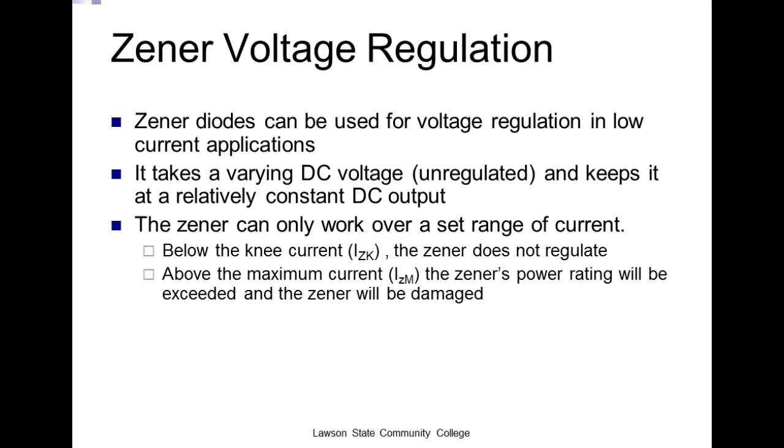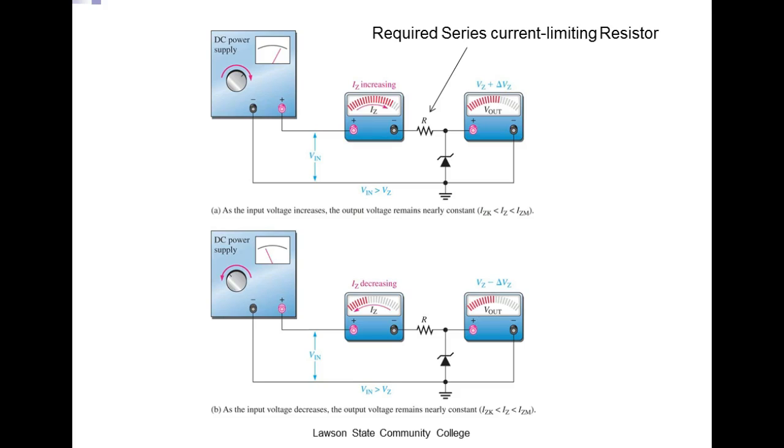But Zeners, like most electronic devices, only work over a set range. If you get outside their range, most people call it their zone of comfort. So as long as you're operating in your zone of comfort, you're okay. When you get out of your zone of comfort, things happen, right? Usually in solid state devices, if you get them out of their zone of operation, what's going to happen? They'll probably burn up, or won't operate at all.